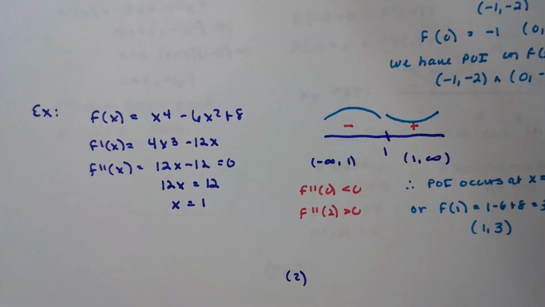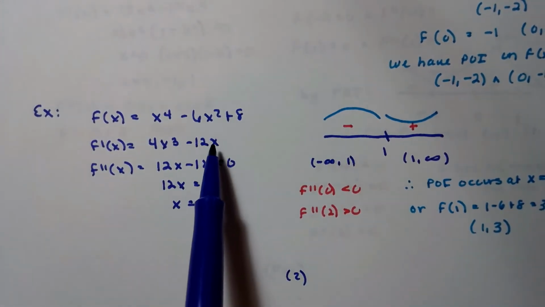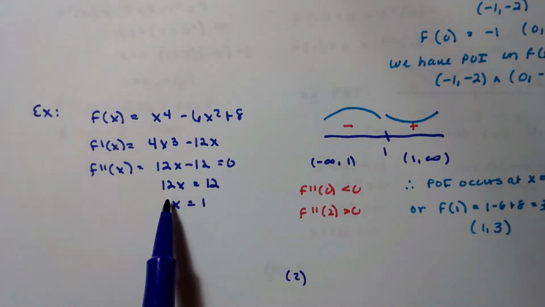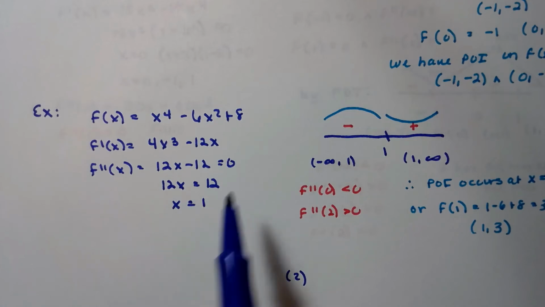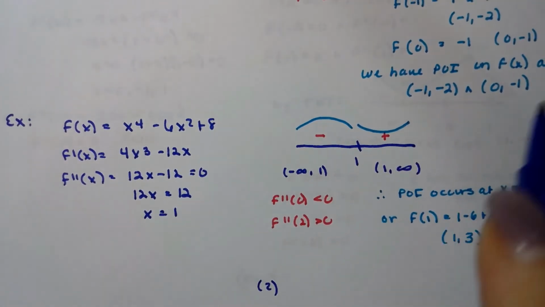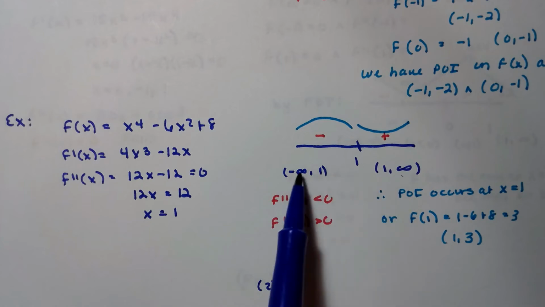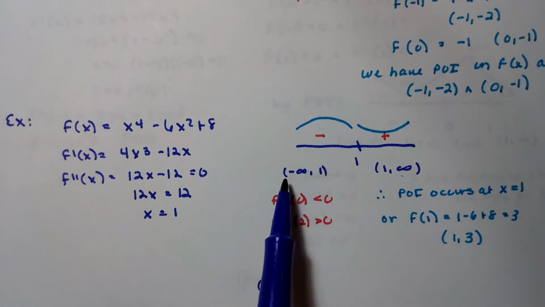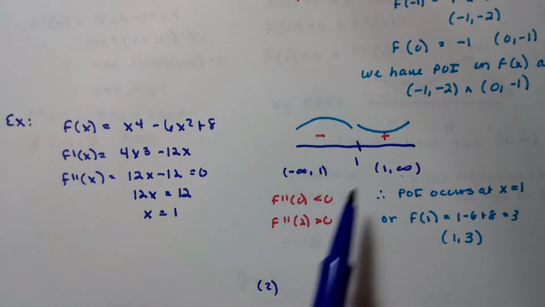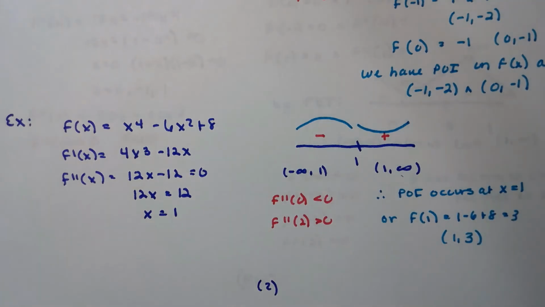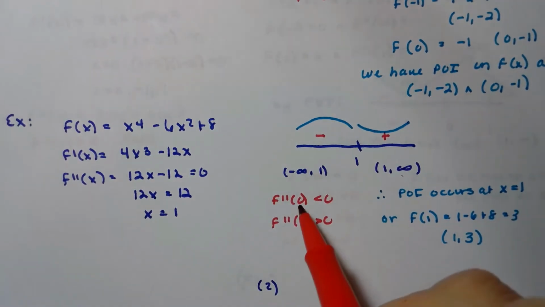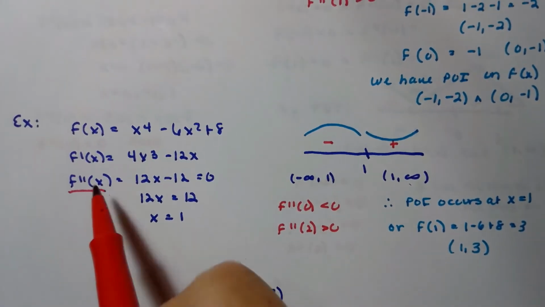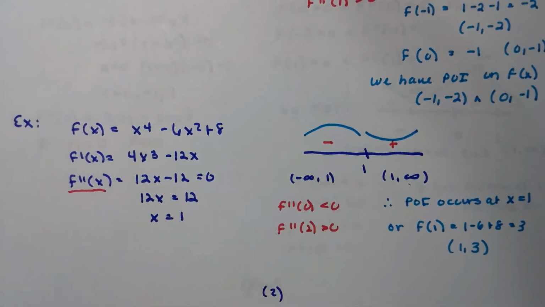Another simple example, we have a function, took the first derivative, took the second, and solved, and I only got one critical number. Put it on the number line, which subdivides it into two partitions, from -infinity to 1 and 1 to infinity. To the left of 1, I chose 0, plugged it into my second derivative. Plugging a 0 in here gives me a negative number.